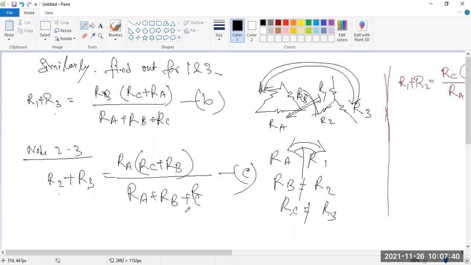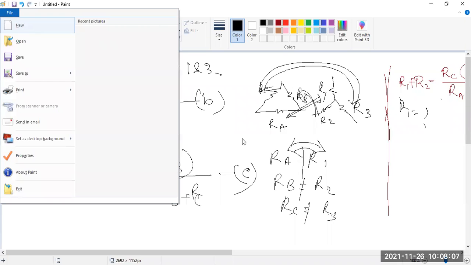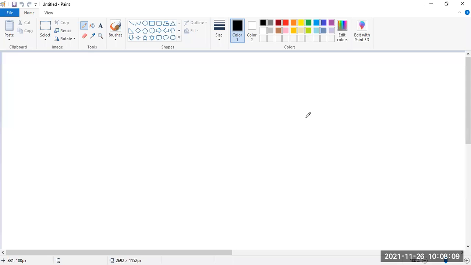We got these three equations, but we are getting only the summation of two resistances: R1 plus R3, R2 plus R3, R1 plus R2. But we need to evaluate the value of any single one, say what is the value of R1? Then we have to evaluate these things. So going for the next board.